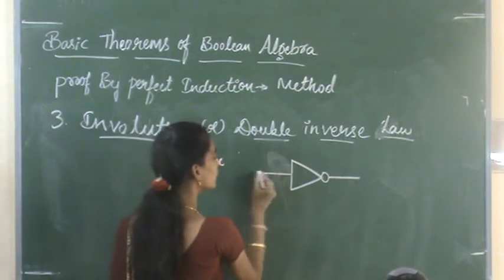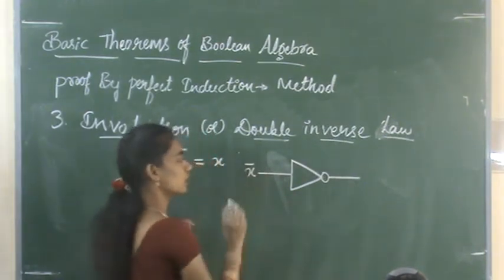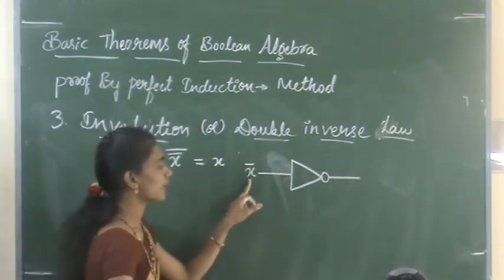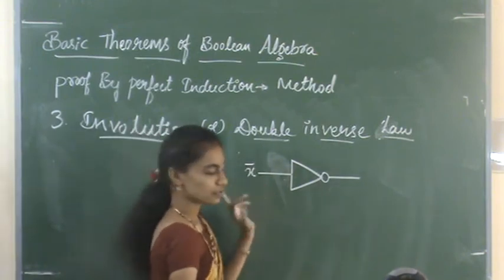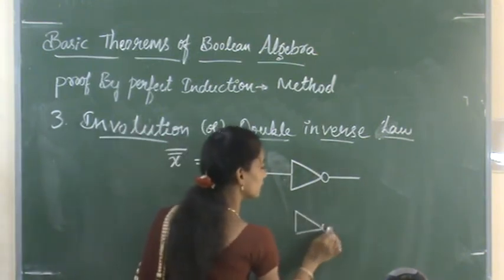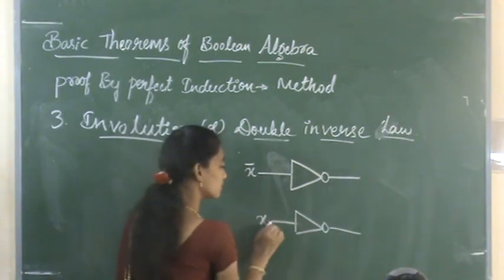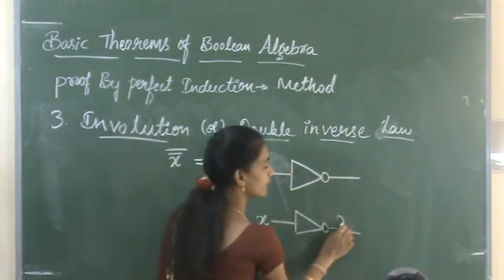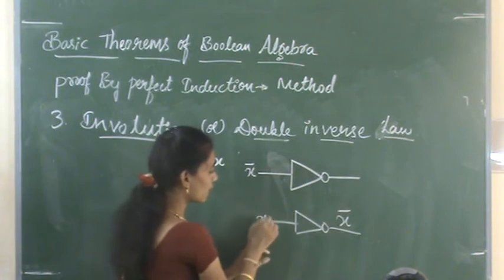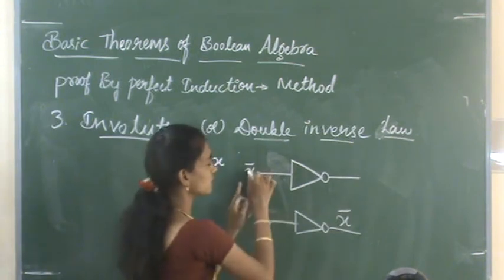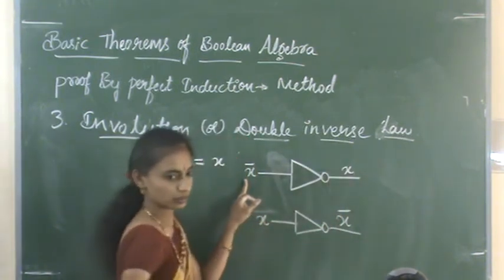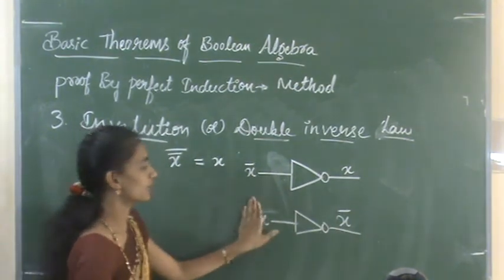So we are providing the input as x bar. As we know, the NOT operator in general: if I provide x, we will get x bar, right? So if I provide x bar, we will get x, which means double inverted.